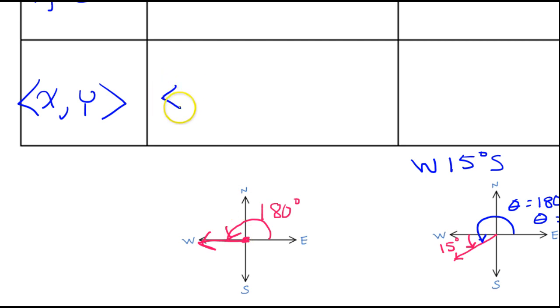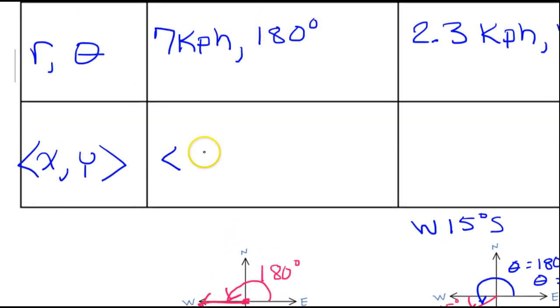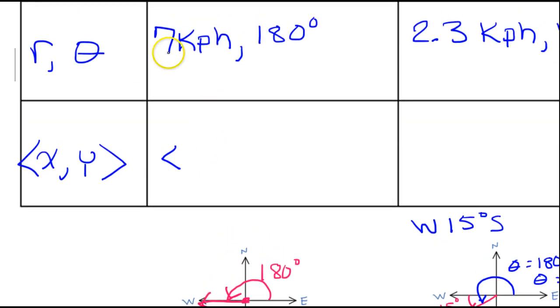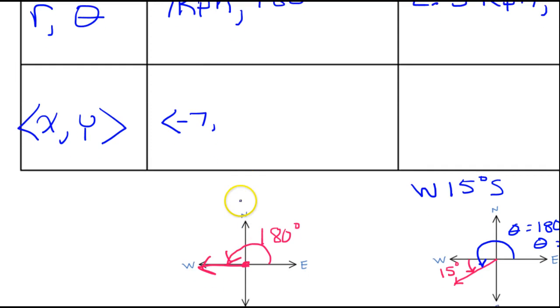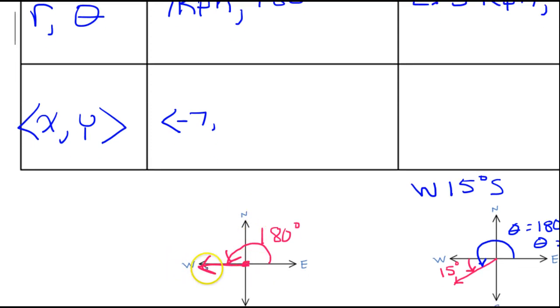That would be silly. So this horizontal vector has no vertical component at all. So that means the entire 7 kilometers per hour is a horizontal component. So I'm going to put -7 here because it is going to the left. It's going to the west. That's the negative direction. I'm going to put 0 for the vertical component because there is no vertical component. It's all horizontal.